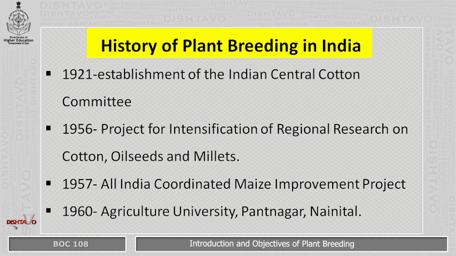There was establishment of the Indian Central Cotton Committee in the year 1921. In the year 1956, there was a project for intensification of regional research on cotton, oilseeds and millets. In the year 1957, the All India Coordinated Maize Improvement Project was established. And in the year 1960, the first agricultural university, that is in Pantnagar, Nainital, was established.